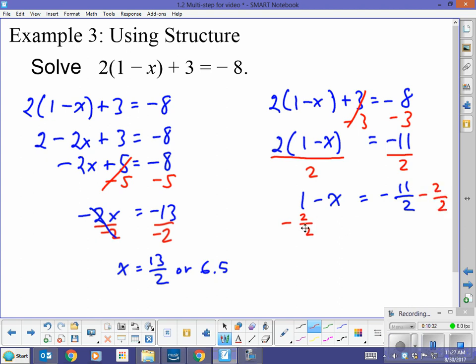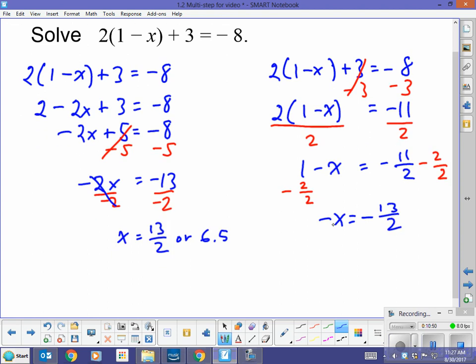Okay, so these will cancel, and that's going to leave me negative x equals negative 11 minus 2, which is negative 13. Negative 13 halves. And then think of negative x. Anytime you see a negative sign, how are we thinking of that? As negative 1 times x. Because this means the opposite of x, which means negative 1 times x. Anything that has a negative sign really means the opposite.